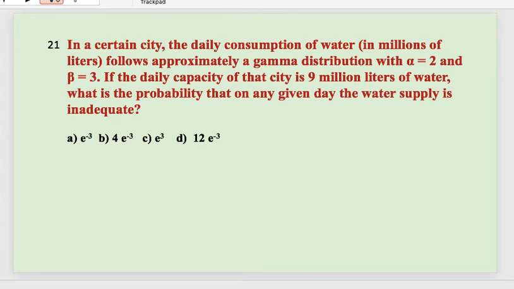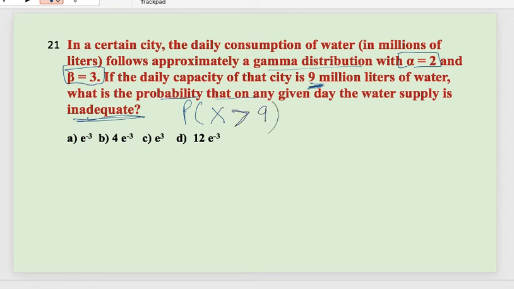This question says, in a certain city, the daily consumption of water in millions of liters follows approximately a gamma distribution with alpha as 2 and beta as 3. They are saying if the daily capacity of the city is 9 million liters of water, what is the probability that on any given day the water supply is inadequate? Now we have to be very careful while reading this last line. Usually students make mistakes in understanding this expression. When the water supply is inadequate, it means the consumption has increased from the usual one. It means when I decode this last line, it is looking for the consumption being more than 9.